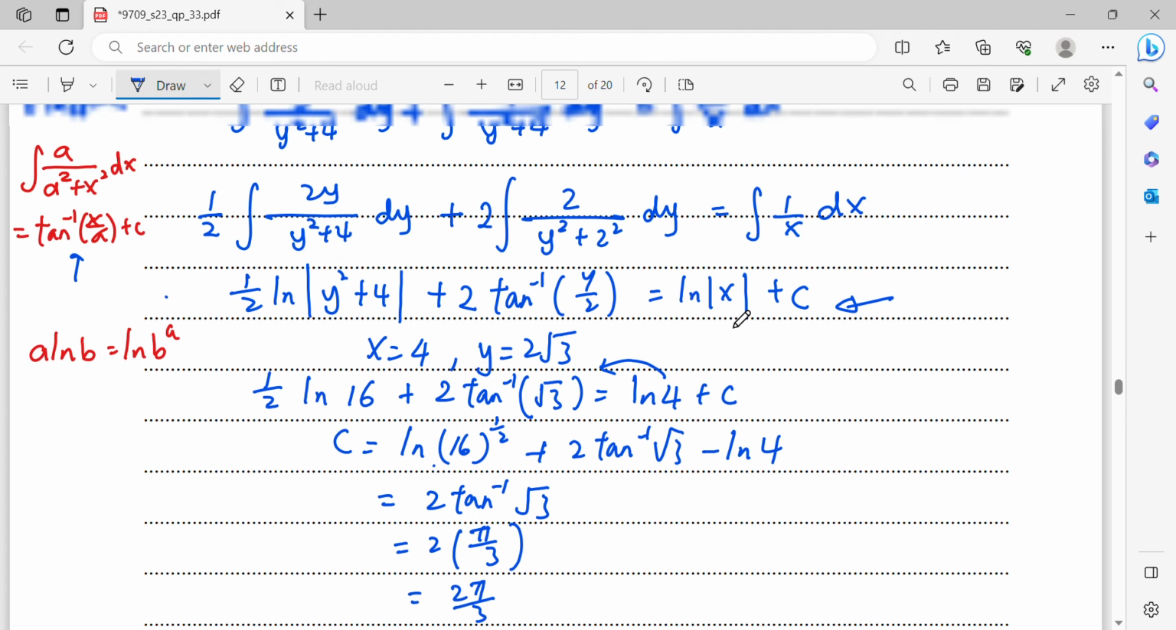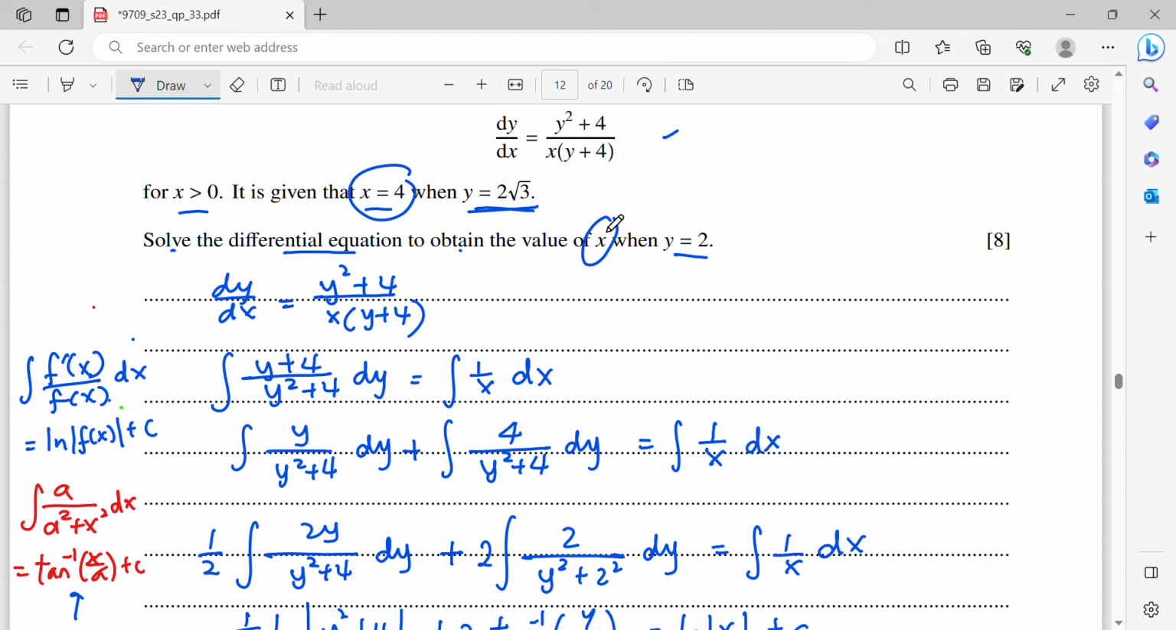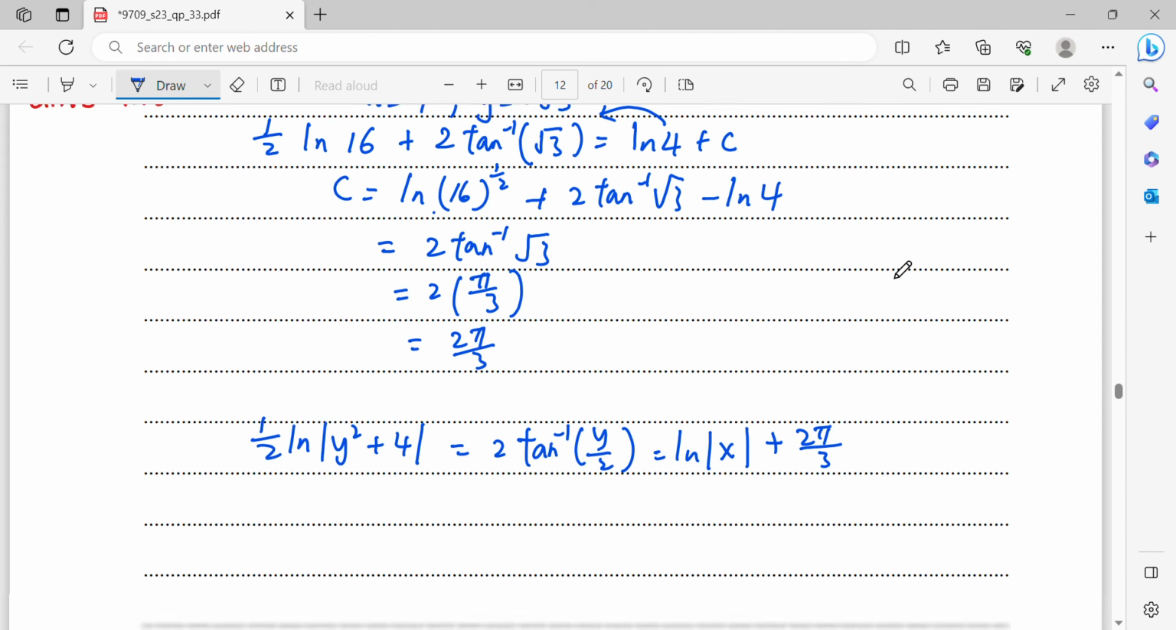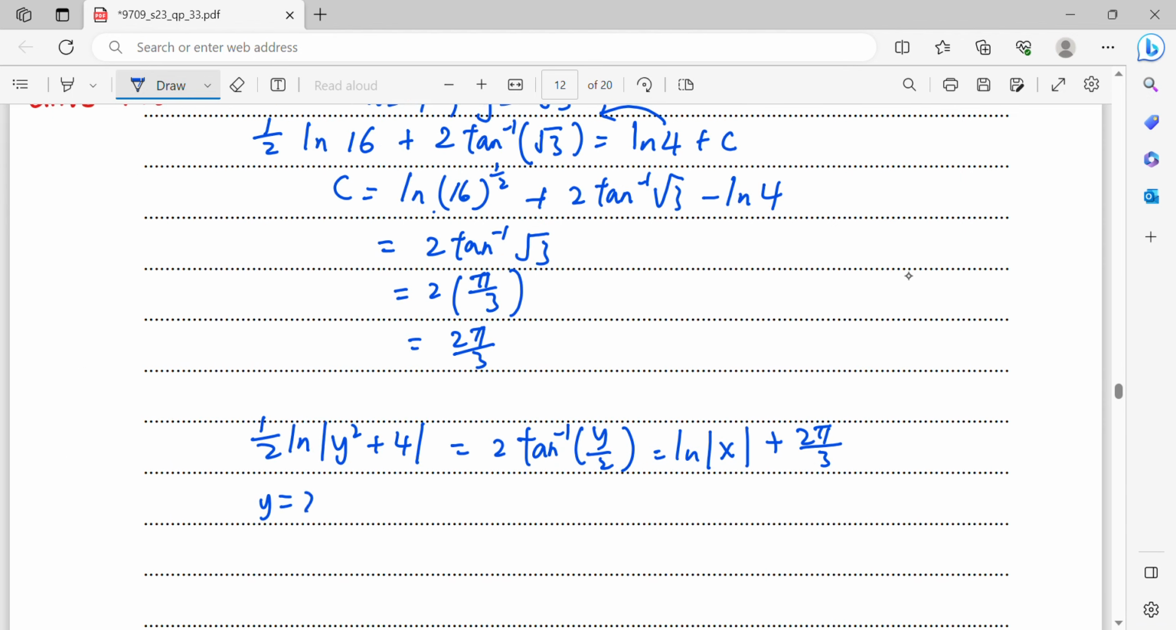Right? So now our purpose is to get the x value when y equals 2. So when y equals 2, half ln (2 squared plus 4), 2 squared is 4, 4 plus 4 is 8, equals 2 inverse tangent, 2 over 2 is 1, that equals ln x. Here I will not write the modulus. If you want to write the modulus, it's okay. But if you are sure that the x is positive, then you can just leave it, okay? So it is to make sure that the x is positive.